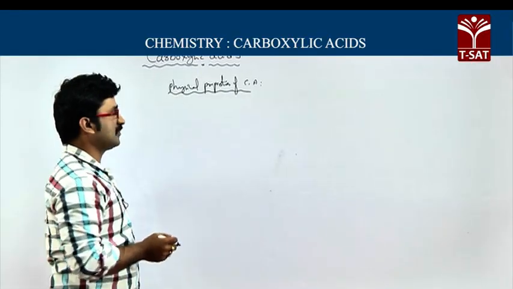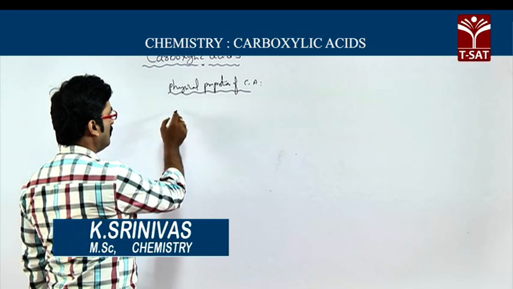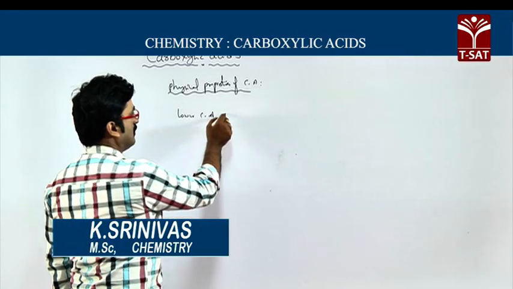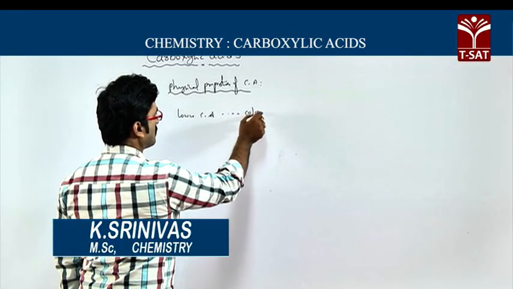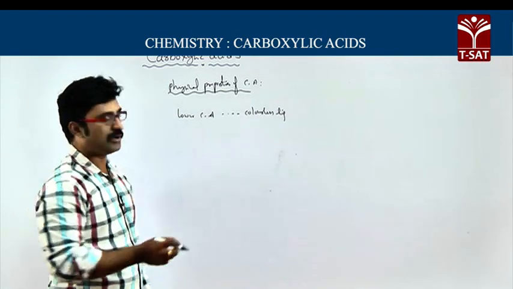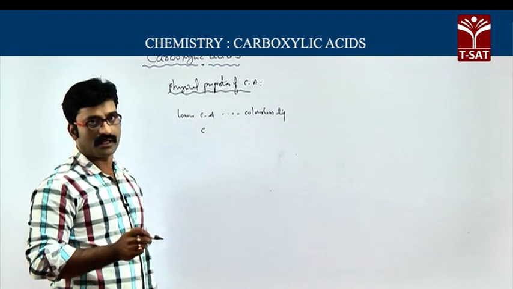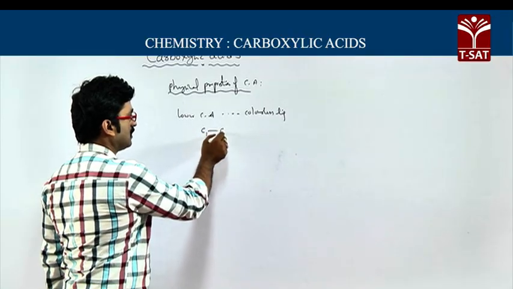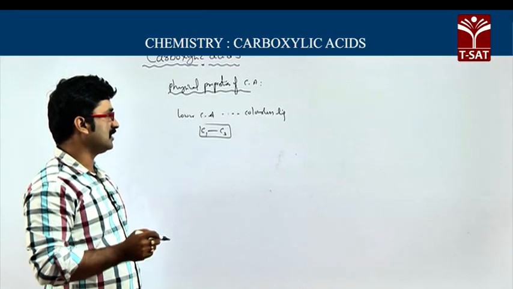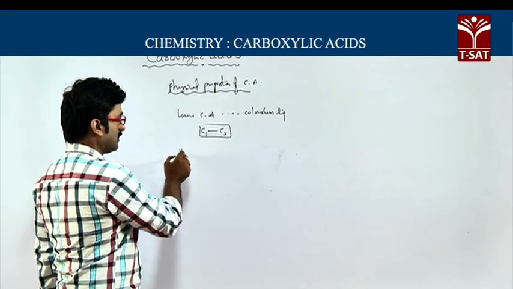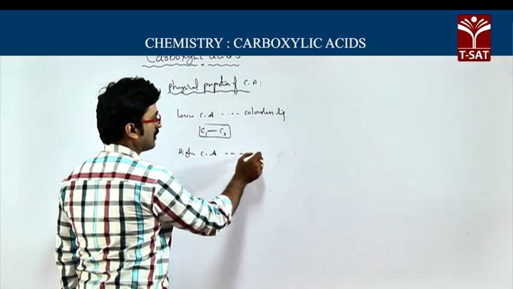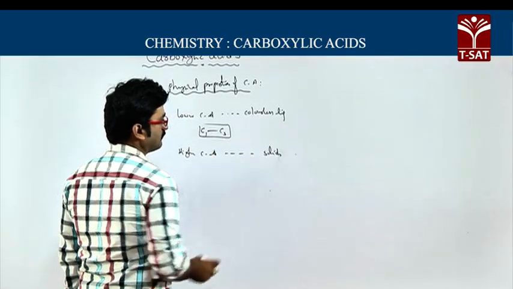So when it comes to the physical properties of carboxylic acids, lower carboxylic acids are colorless liquids having a pungent odor. The carboxylic acids which contain 1 to 3 carbon atoms have a pungent odor, whereas higher carboxylic acids are solids.